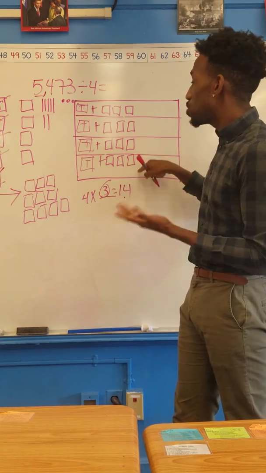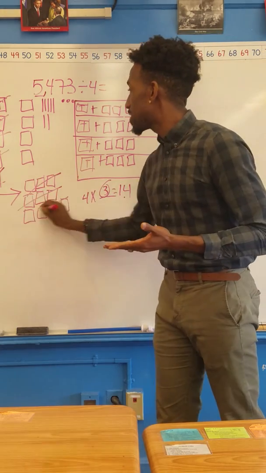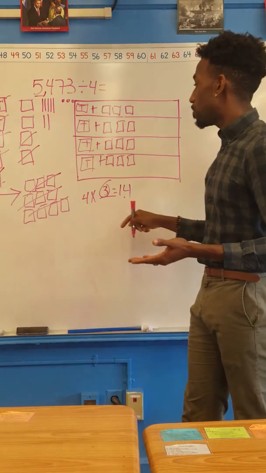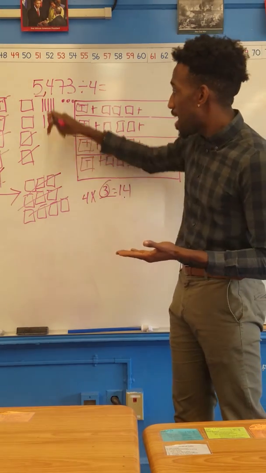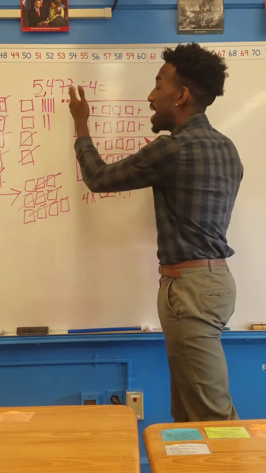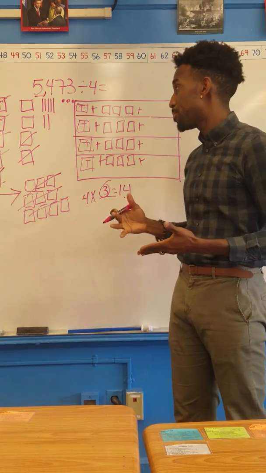So 3, 6, I use up 1,200. That's 10, 11, 12. Great. I used up all the hundreds, but I still have these 200s, these 10s, and these ones that I need to share out.